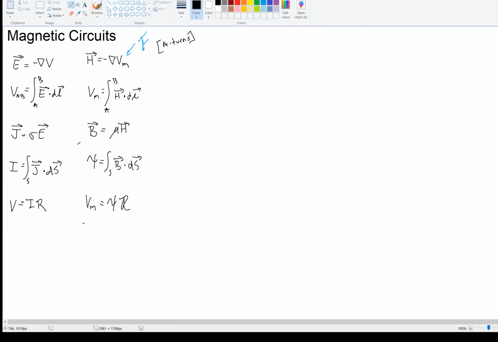And what is that constant of proportionality? Let's use script R here. And script R is what we call the reluctance. It's the ratio of that magnetic potential to the flux. So again, this is the reluctance. And it has units then of amp turns per Weber, right? It's the ratio of magnetic potential to the flux.